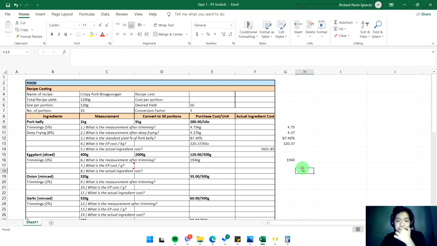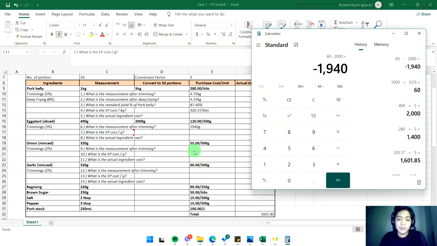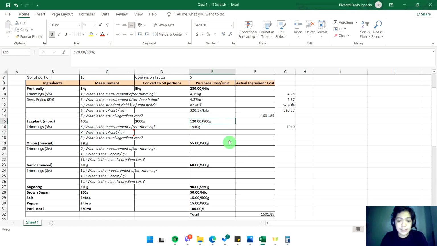Okay. What is the EP cost per gram? Nakalagay dyan ang ating step-by-step process kung papaano kukunin yung EP cost per gram. Kasi hindi tayo naka-kilogram sa ingredient na ito. Dito sa ingredient na ito, sa eggplant, naka-per gram tayo. Kaya una nating hahanapin is, step 1, hahanapin muna natin yung AP cost or yung usual na ginagawa natin na costing para malaman kung magkano ang ating kailangan makuha. So in this case, we will have 120 with the use of this measurement.